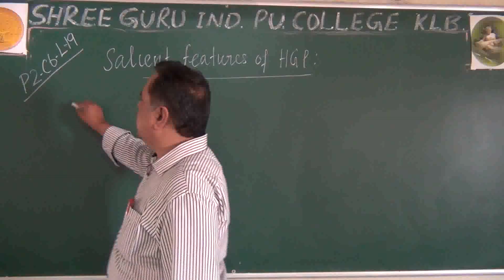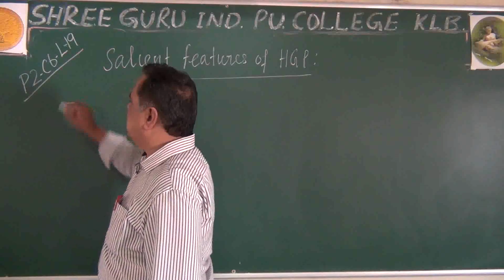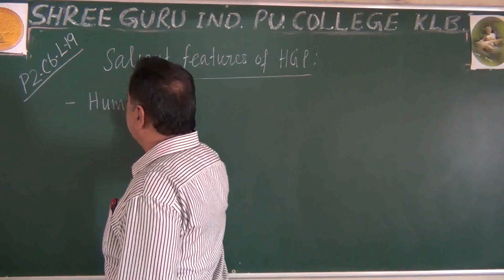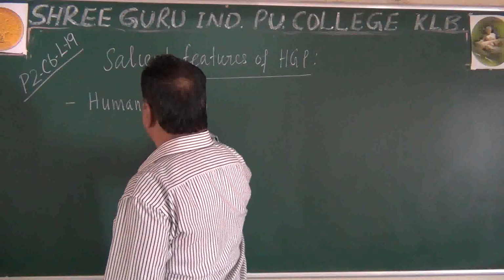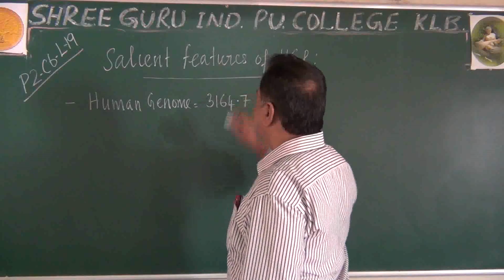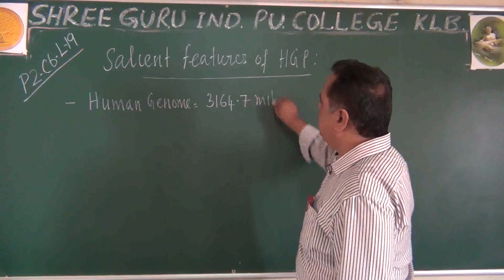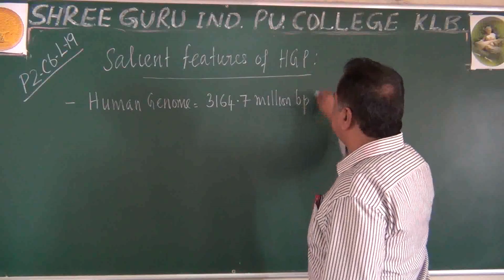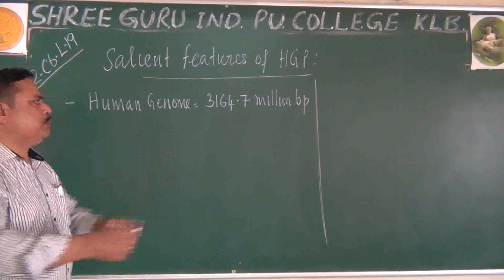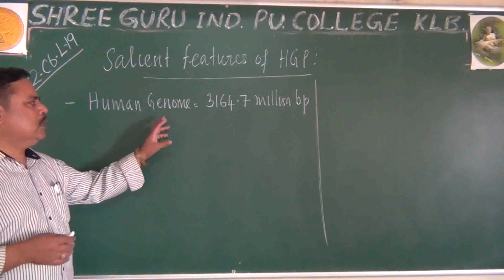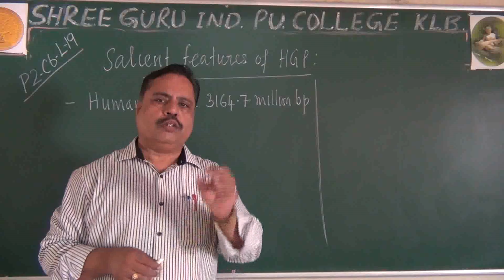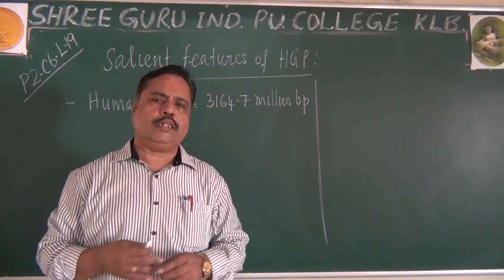Based on that 13-year-long work, scientists have discovered that the human genome is made up of 3,164.7 million base pairs. There are 3,164.7 million base pairs present in the human genome. That is the first information given by this project. So, how many nucleotides does the human genome contain?